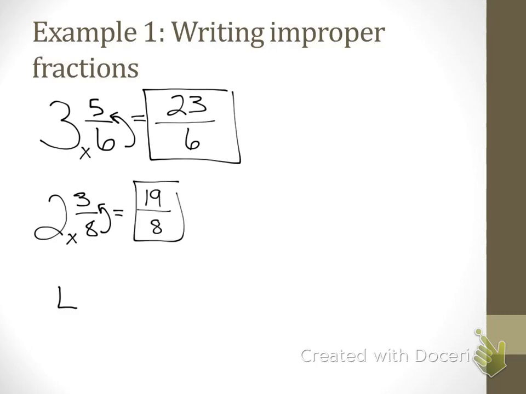All right, now what if I had a whole number? How do I write a whole number as an improper fraction? Helena? You put it over 1. Anytime you have a whole number, you can put it over 1. And again, all of these fractions have one thing in common. The numerator is larger than the denominator. And that is what makes it an improper fraction. Okay?